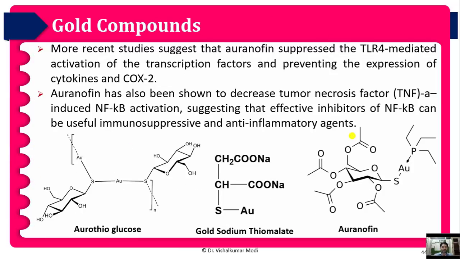More recent study suggests that auranofin suppresses the TLR4 mediated activation of the transcription factor, preventing the expression of cytokines and COX-II. Auranofin has also been shown to decrease tumor necrosis factor alpha induced NF-κB activation, suggesting that effective inhibitors of NF-κB can be useful immunosuppressive and anti-inflammatory agents. These are the gold compounds which are used as anti-rheumatic agents: aurothioglucose, gold sodium thiomalate and auranofin.